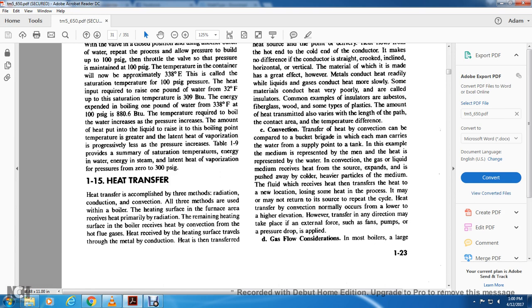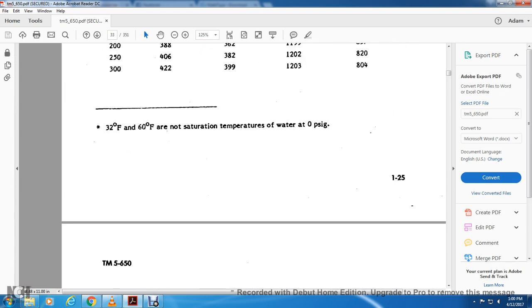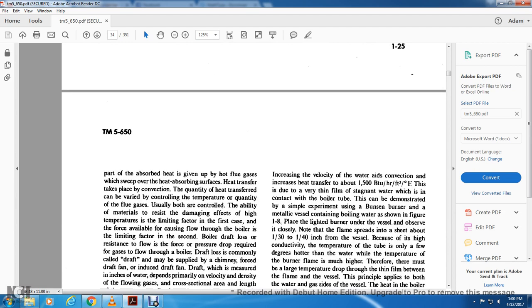Gas flow consideration. In most boilers, a large part of the absorbed heat is given off by the hot flue gases which sweep over the heat absorbing surfaces.